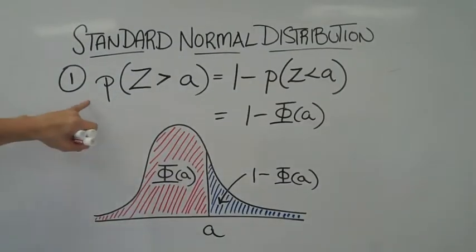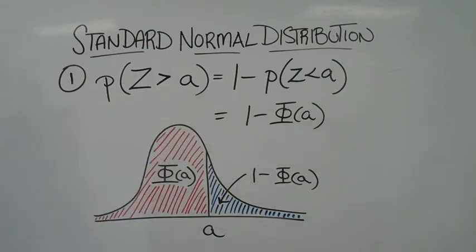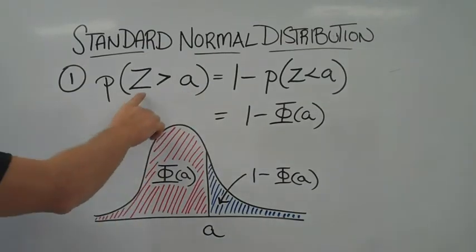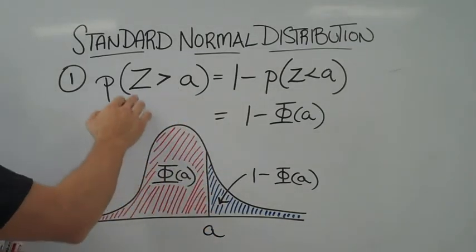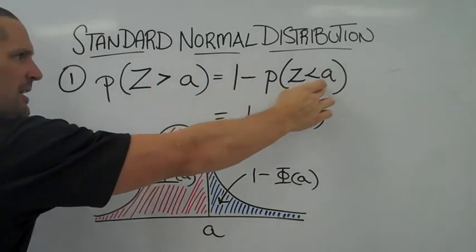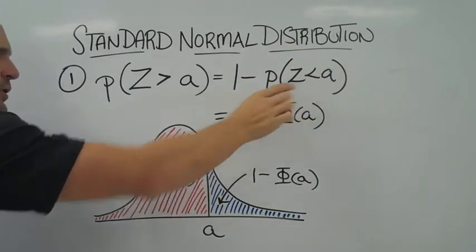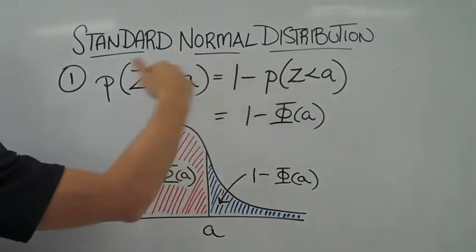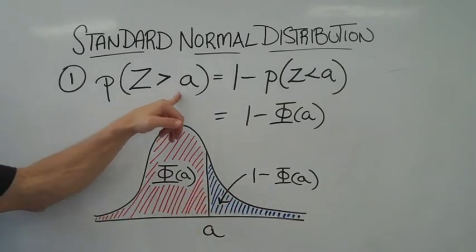What if you want to find the probability that your z-value is greater than a? Well, the charts and your calculator always give you the probability that z is less than some value of a. A is just some random number we picked. Well, to find the probability that z is greater, we have to do 1 minus the probability that z is less than a. This red is the one you find in your charts or your calculator. 1 minus that will give you the blue, which would be the probability that it's greater than a.